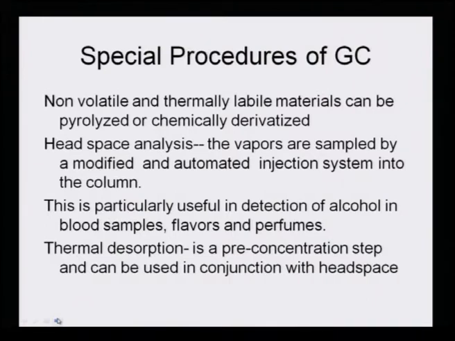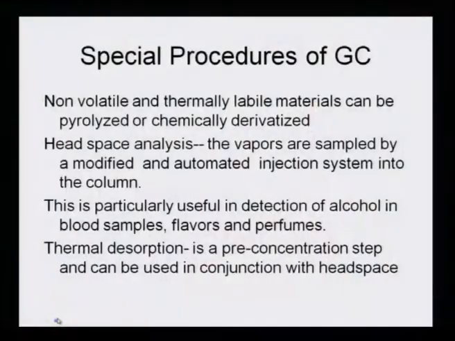Special procedures of GC. Non-volatile thermally labile materials can be pyrolyzed or chemically derivatized. The machine is now getting into more and more specific kinds of analysis, and sometimes some materials which are non-volatile and which are also thermally labile, which means that they decompose at higher temperature, can be pyrolyzed or they can be turned into a derivative. So, we call it chemically derivatized.